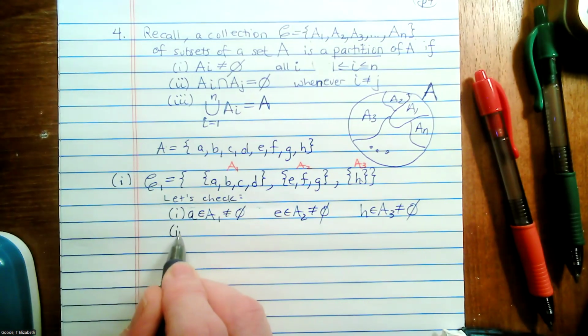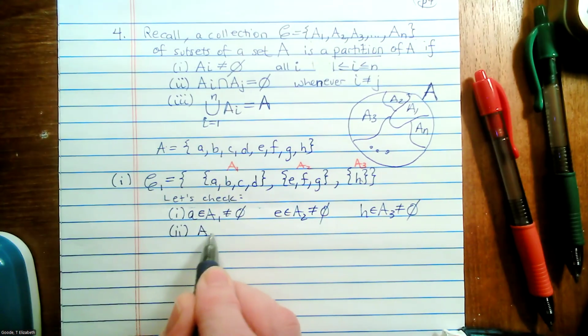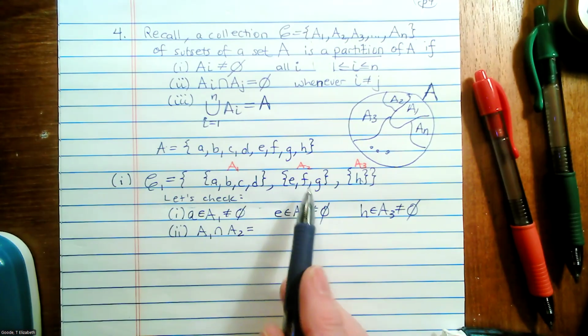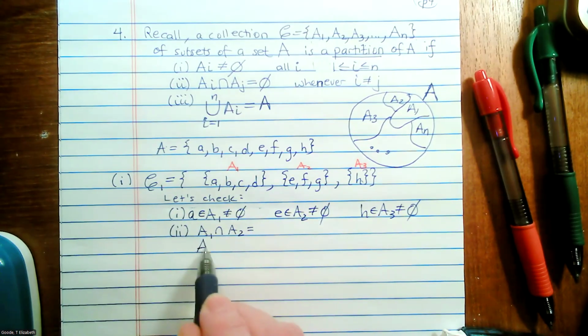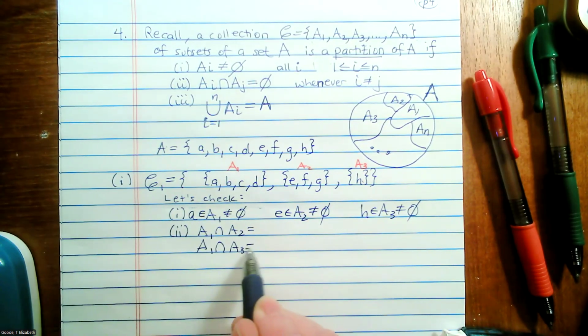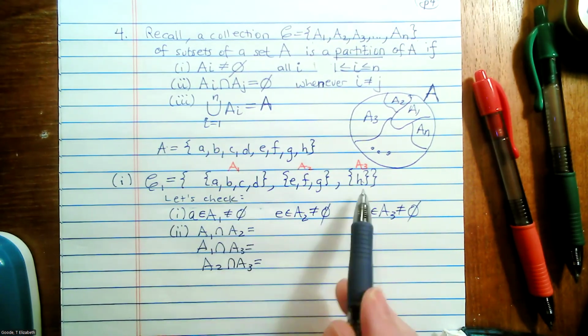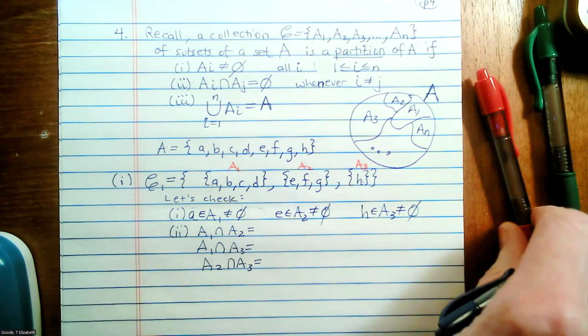What about pairwise disjoint? Well, what does A1 intersect A2? What does A1 intersect A3? And what does A2 intersect A3? There's three pairs to check, right? So what does A1 intersect A2?